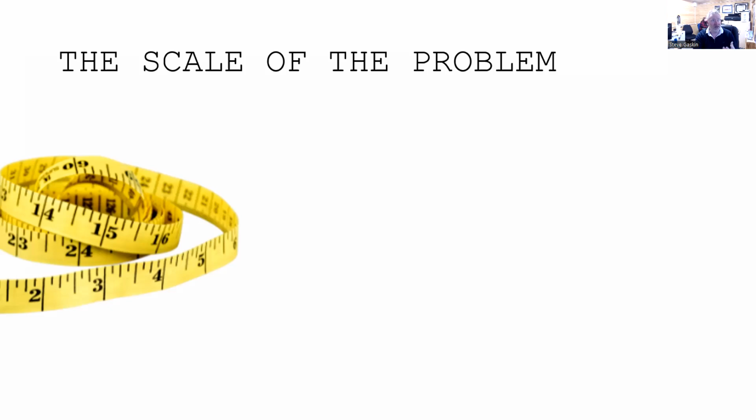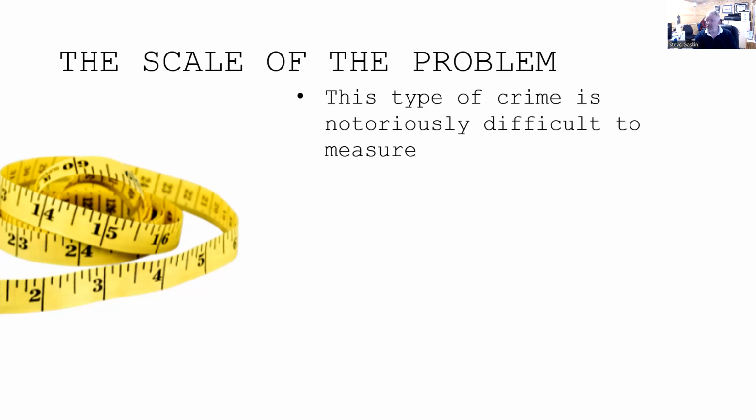So let's have a look at what is the scale of the problem. You need to learn and realize straight away, as psychologists, that what we're good at is measuring things. It's no good coming out with an expression saying crime is rampant in the United Kingdom if you can't prove it. It's actually the other way round. If you look at the way that crime is recorded, by any measure, crime is dropping, overall crime. So this type of crime is notoriously difficult to measure.